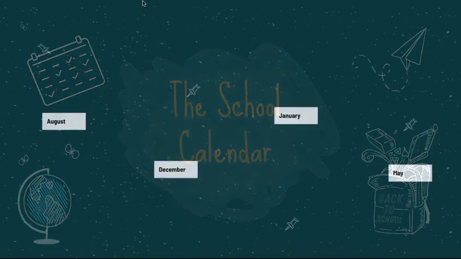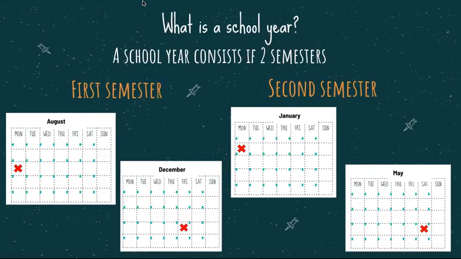What is a school year? A school year consists of 2 semesters. The first semester normally starts around the second week of August and lasts until the third week of December. The second semester begins again the first week of January until the third week of May.